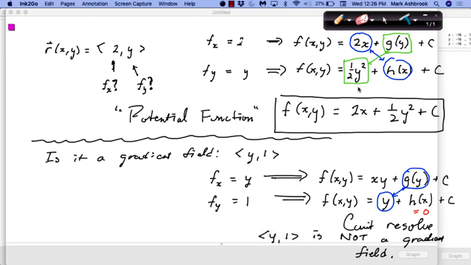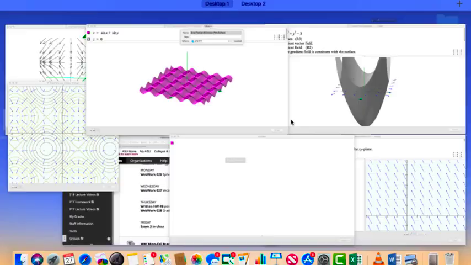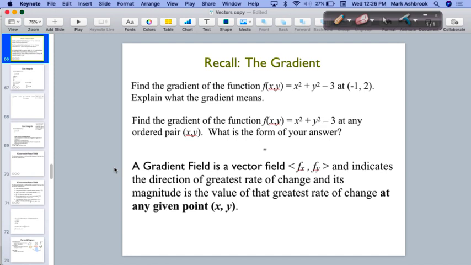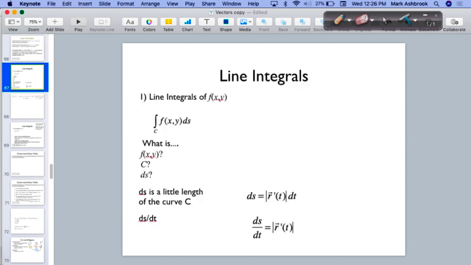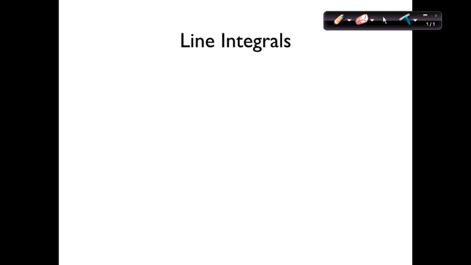So let's talk about line integrals. Line integrals of multivariable functions. What are we talking about when we say line integrals? Okay, they look like this. So let's identify the meanings of all these things. All these symbols are familiar, just never all together like this. Let's talk about what things mean here.